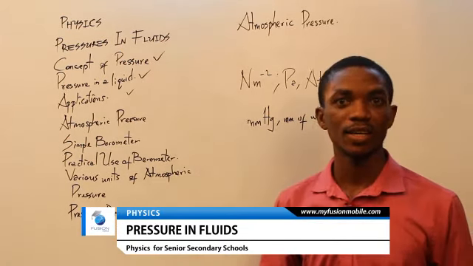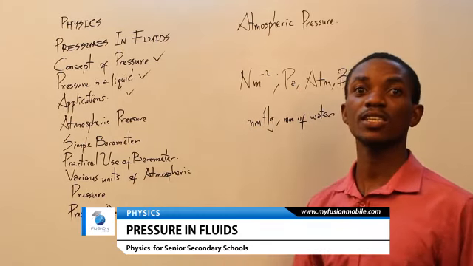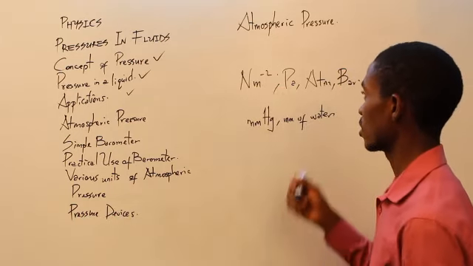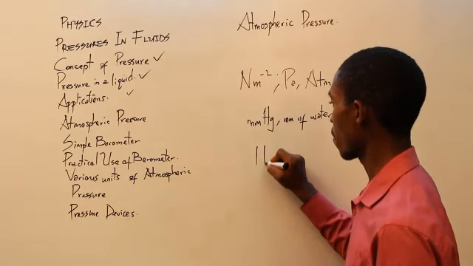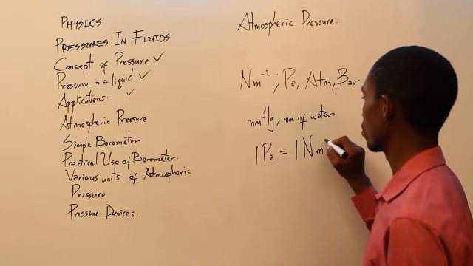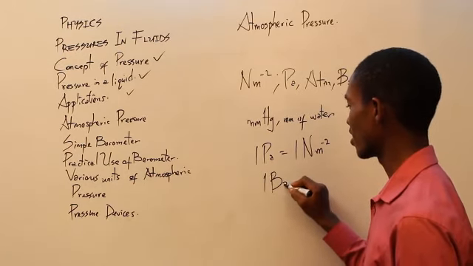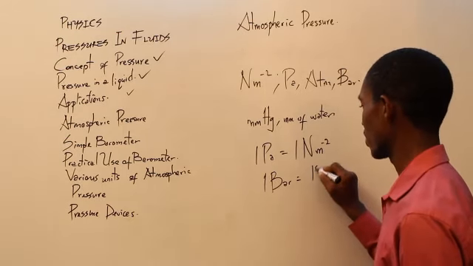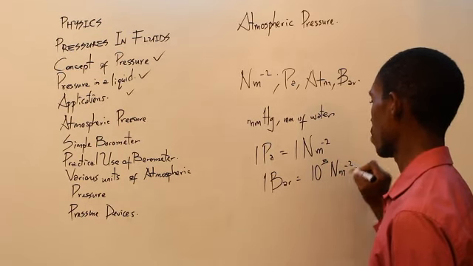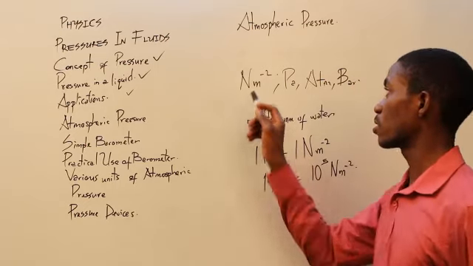Where bar, the relationship between these three, even atmosphere is not officially in complete use. The relationship between these three is 1 Pascal equals 1 Newton per meter square, while 1 bar equals 10 raised to the power 5 newtons per meter square.